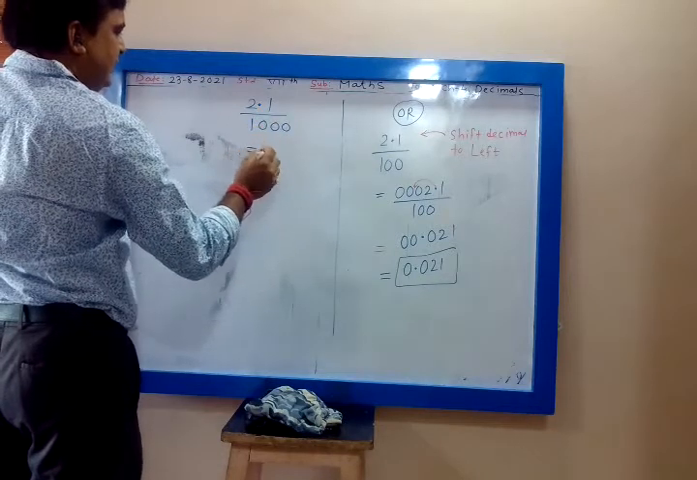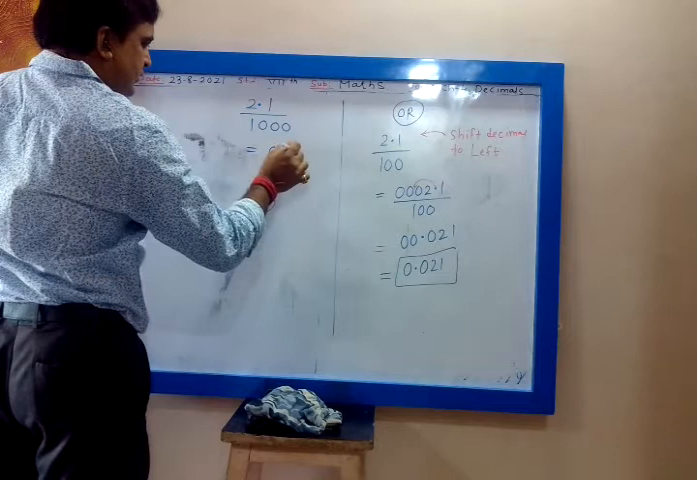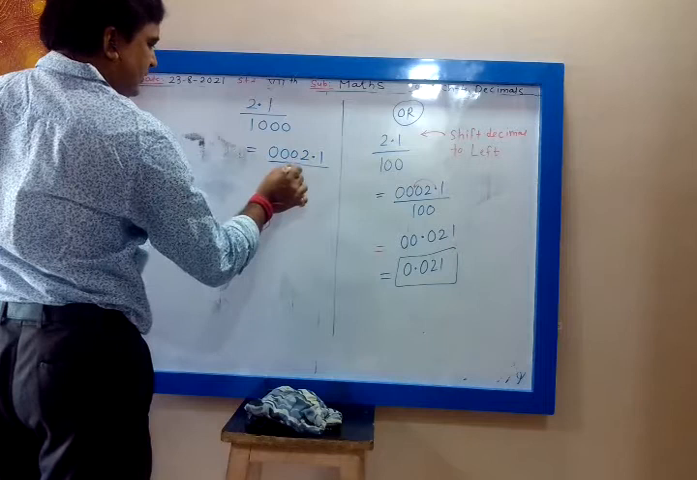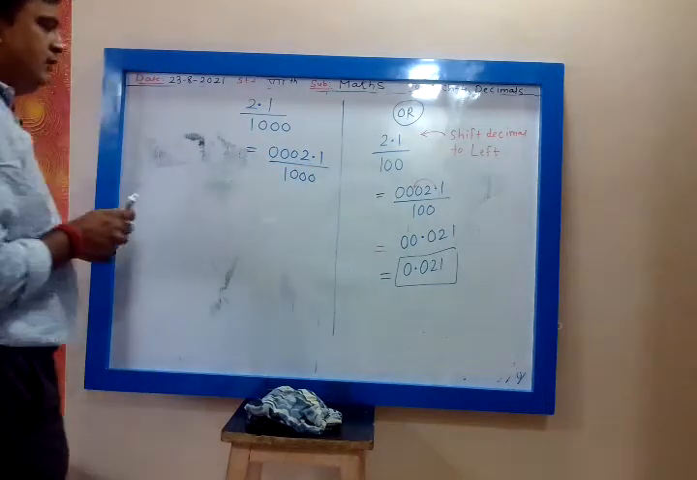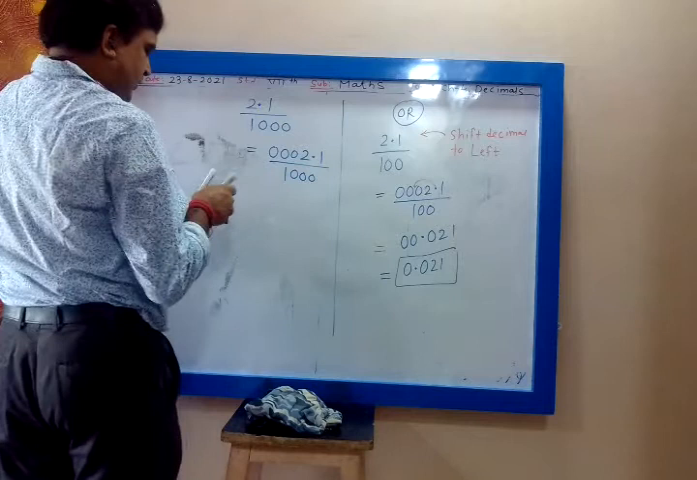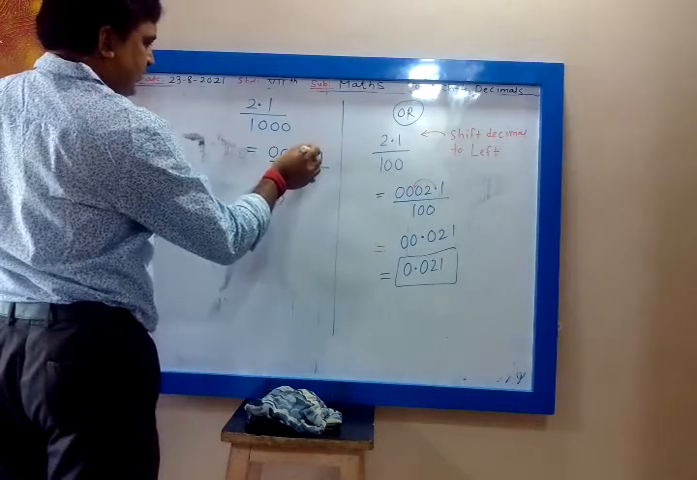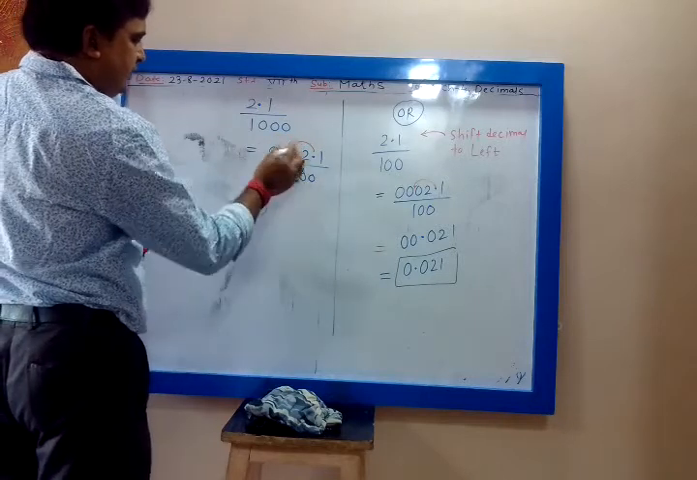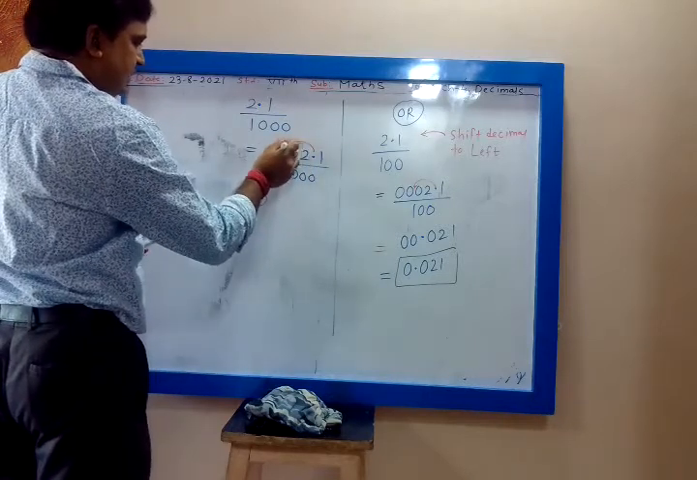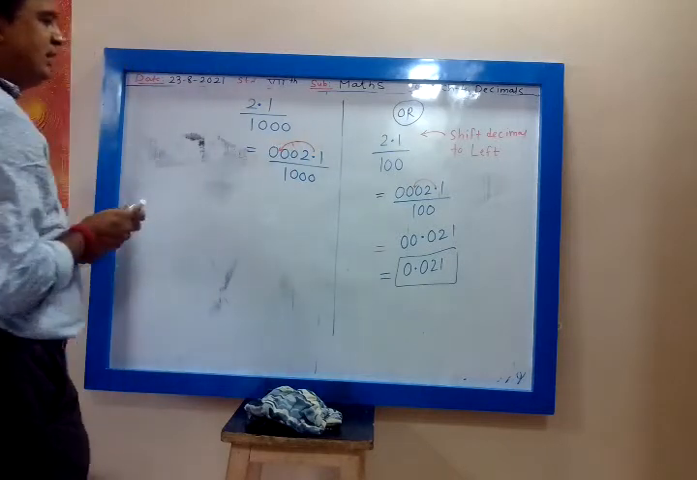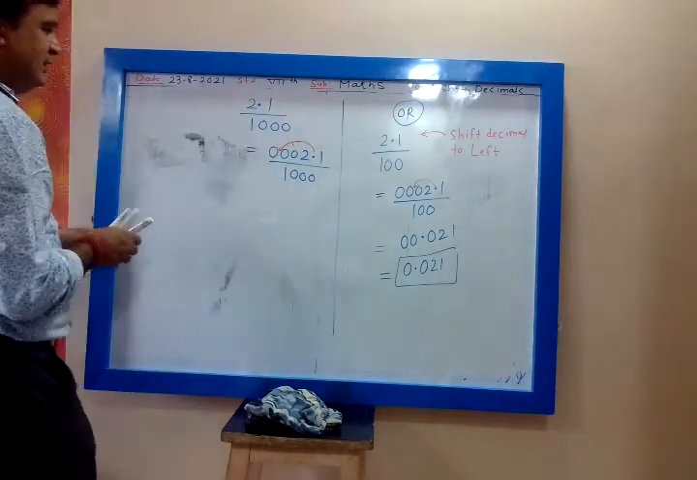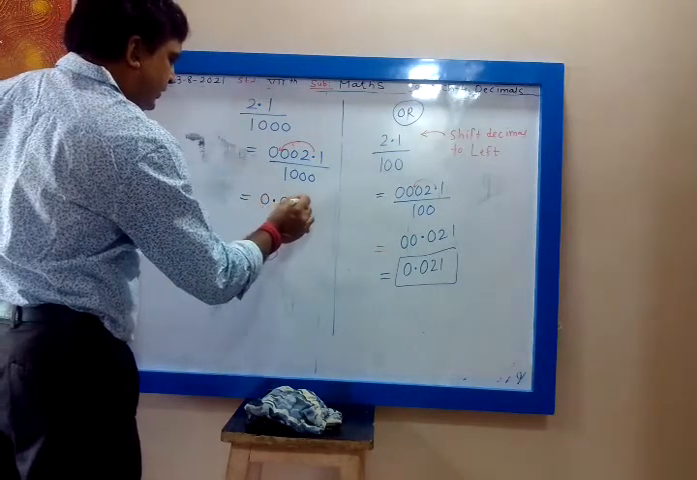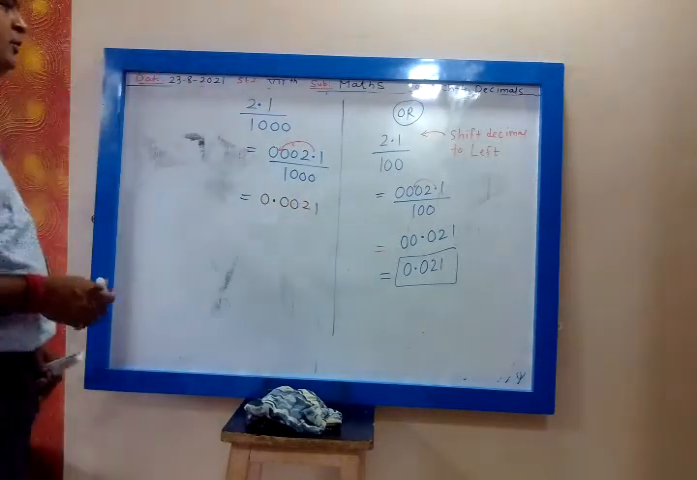So this I can write 0.000, 2.1 divided by 1000. Now we have to shift the decimal to the left. How many digits? 1, 2, 3. So decimal will come here. Shift the decimal. Are you getting this? So that becomes 0.0021.